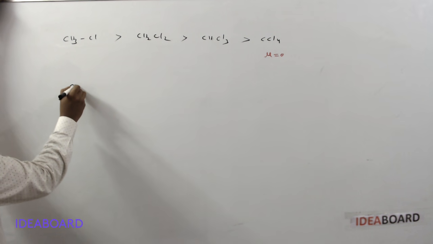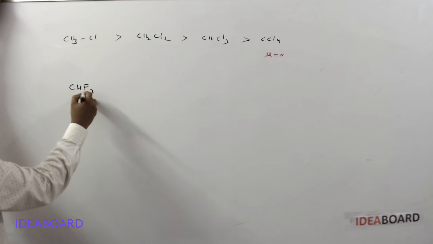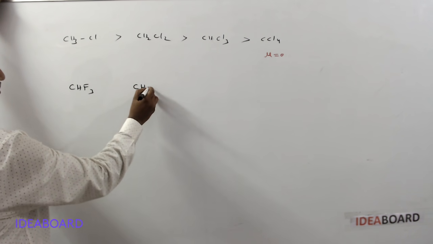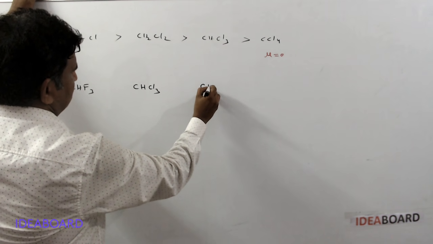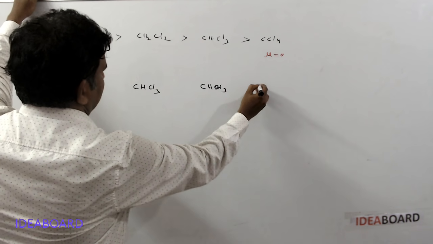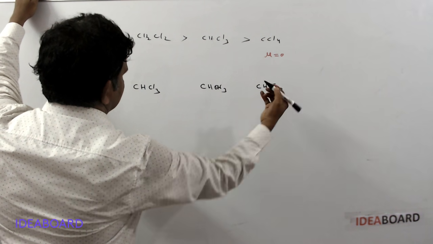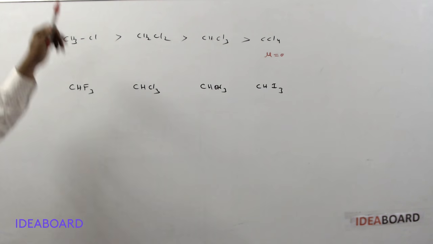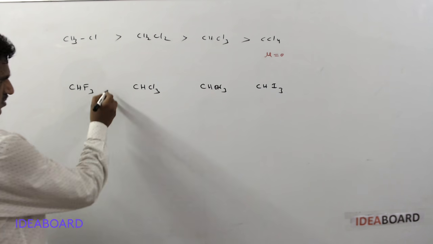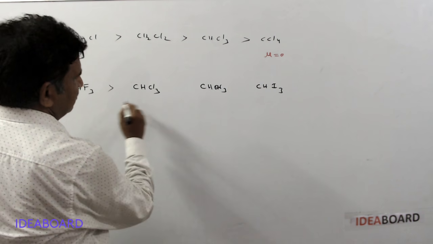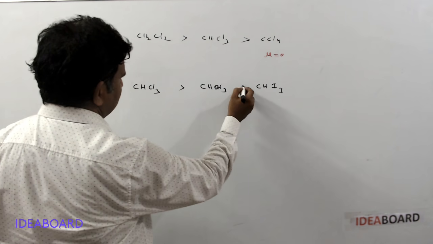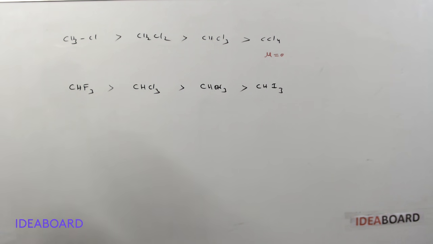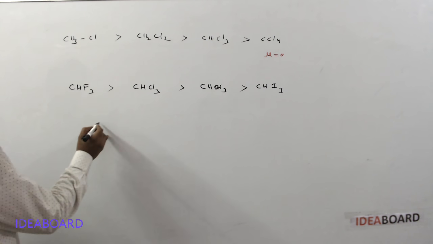Another example and another order: CHF3, CHCl3, CHBr3 and CHI3, which has higher dipole moment? Yes, you guessed correctly: CHF3 greater than CHCl3 greater than CHBr3 greater than CHI3. So this is the dipole moment order.